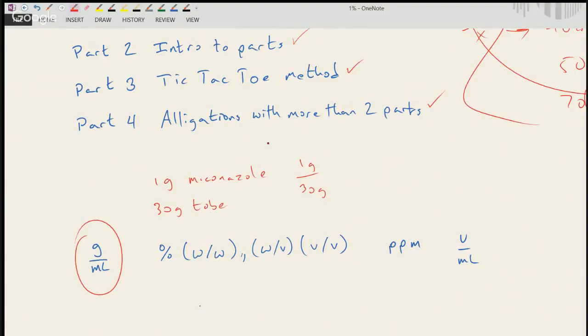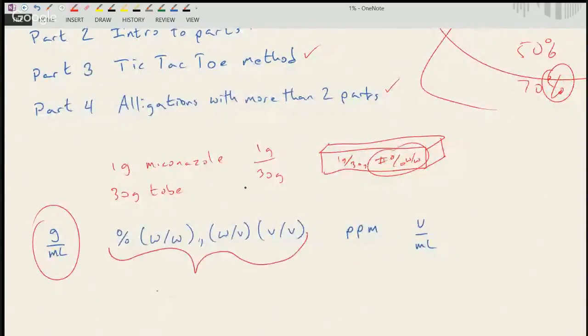Pretty simple. But how would you express that in a more easily understood way? If you had a tube of miconazole cream on the shelf, it wouldn't say 1 gram per 30 grams. It would more than likely say a certain percentage, and it would probably be a percentage weight per weight. And what does that mean? That's kind of an unintuitive way to express concentration, so it bears some explaining.